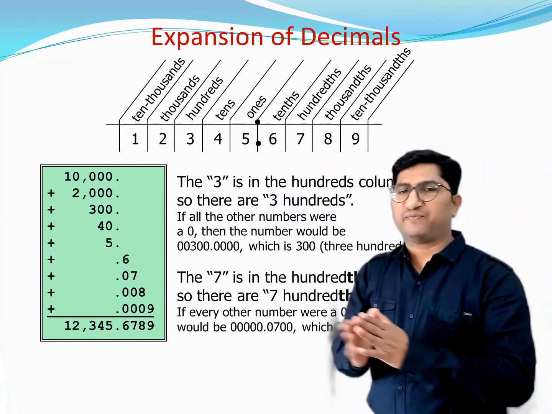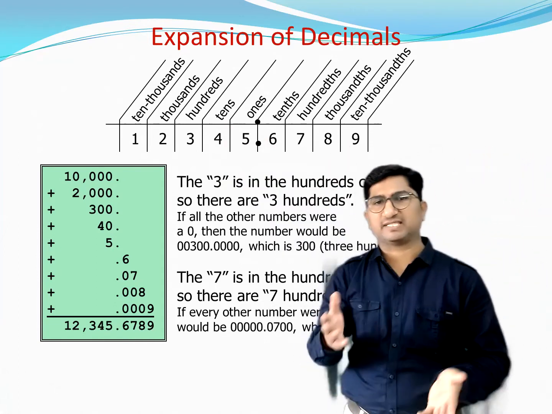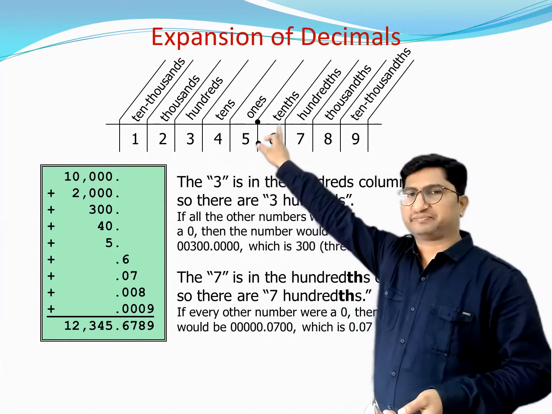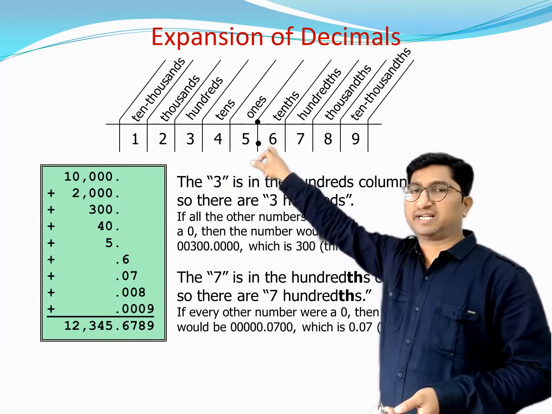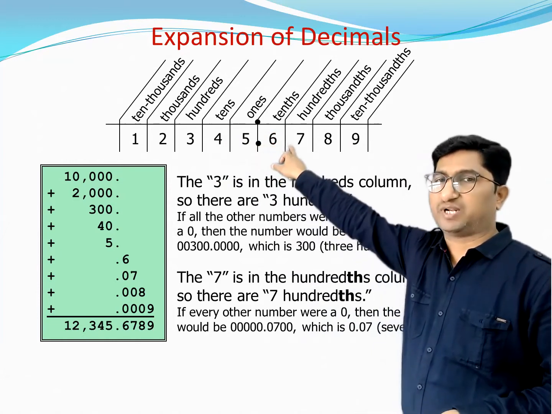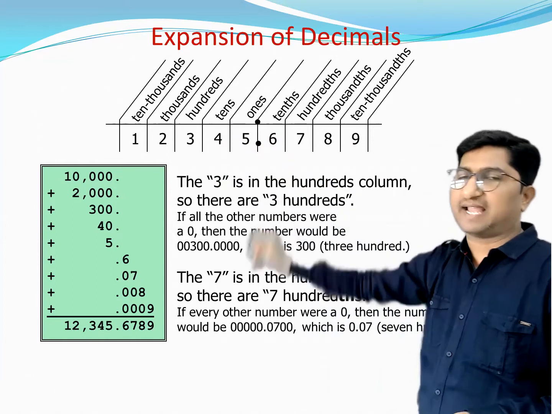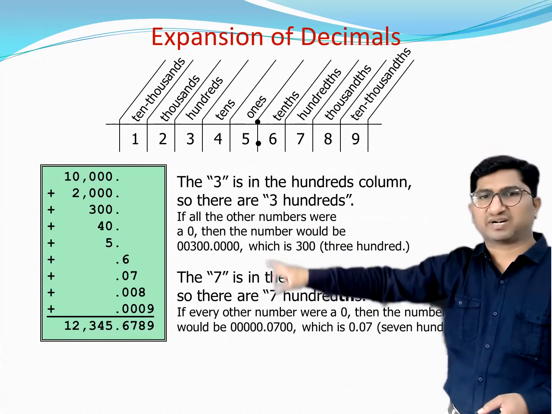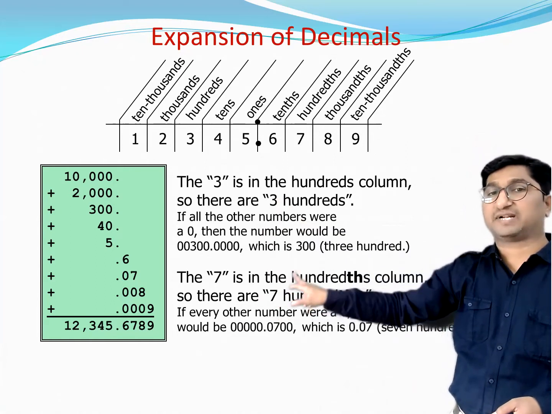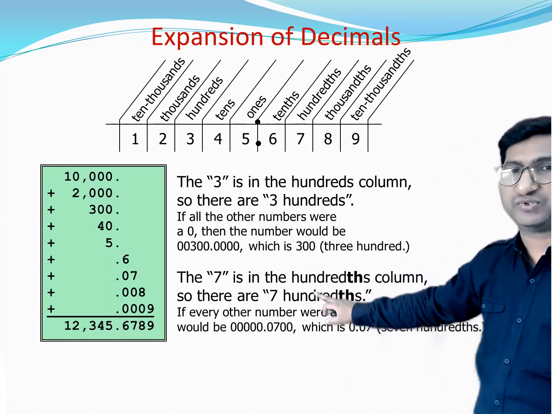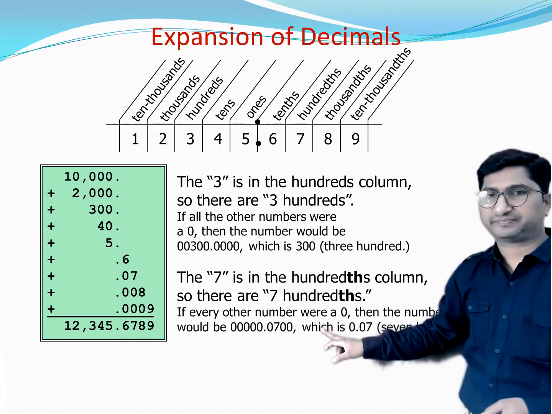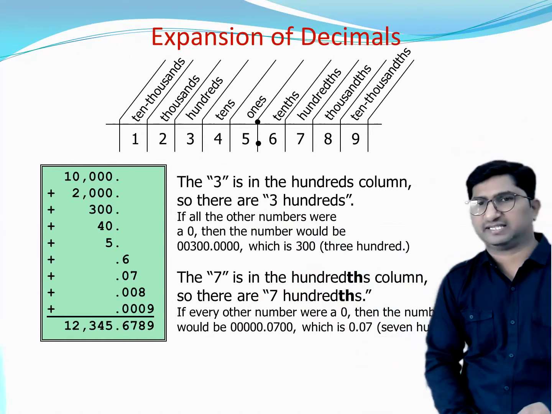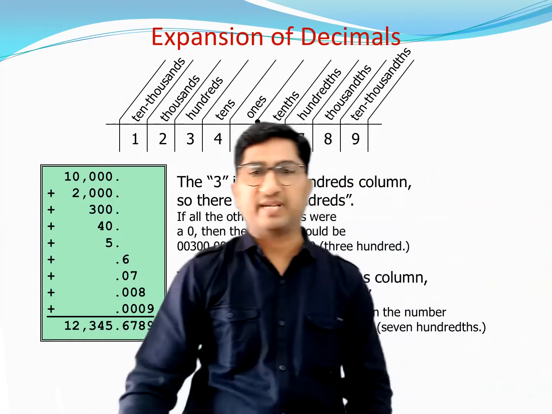Before the decimal point there are whole numbers, the normal numbers. But after the decimal point the numbers are in fraction form: 1 upon 10, 6 upon 10, 7 upon 100, 8 upon 1000, and 9 upon 10,000. Here 3 is 300, but 7 is not 700, it is 7 upon 100, or 0.07. So this is the expansion of decimals.